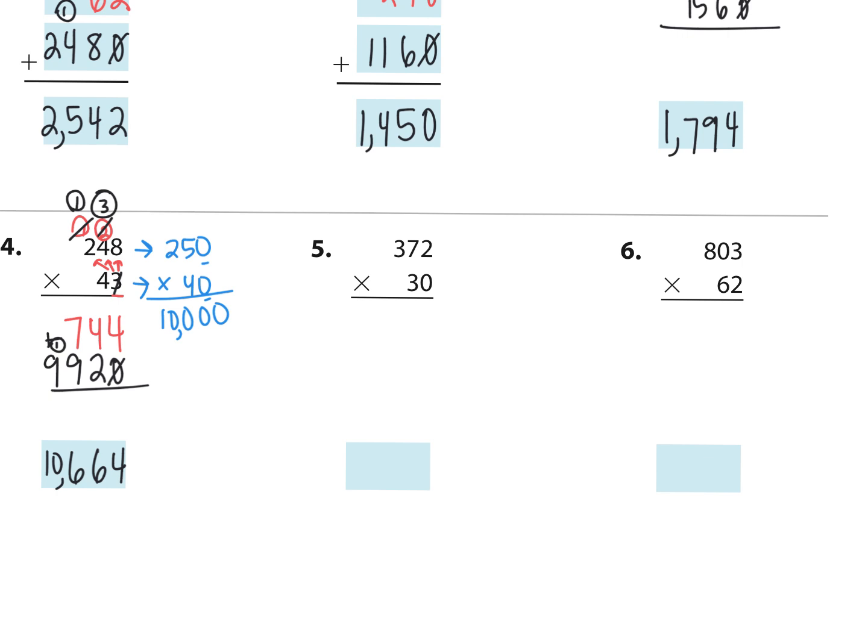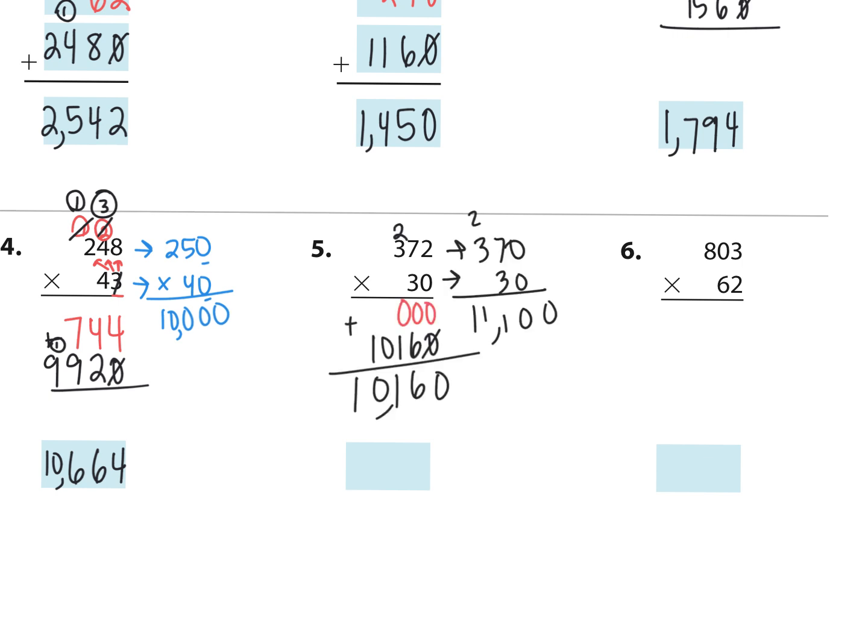Yeah, they're close. Okay. I'm going to let you and your group try 5 together. And then you're going to try 6 on your own and check with your group. So work with your group together on 5. Try 6 on your own. 10,160. Okay, right here, actually, it's 3 times 3 is 9, plus the 2 makes 11. So it's 11,160, which is close to this answer here.